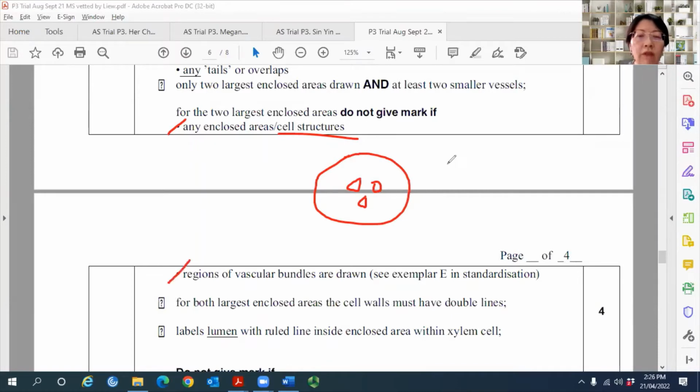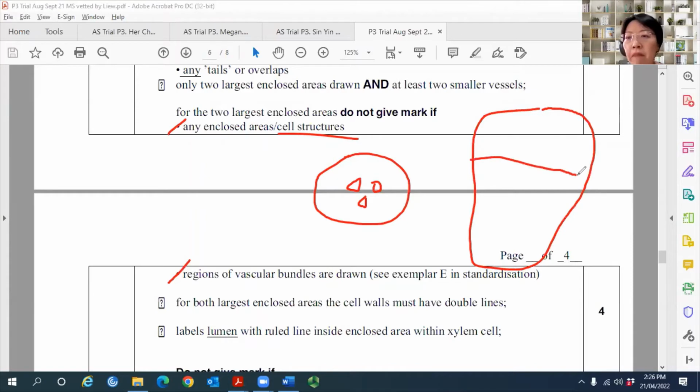And then region of vascular bundle means don't go and draw the vascular bundle, draw the cambium. After that, you go and show or you draw this vascular bundle here, sorry, xylem vessel and draw the cells here, okay? Like this, no mark. No mark for this one. Okay, because the question only asks you to draw this, not this whole thing.